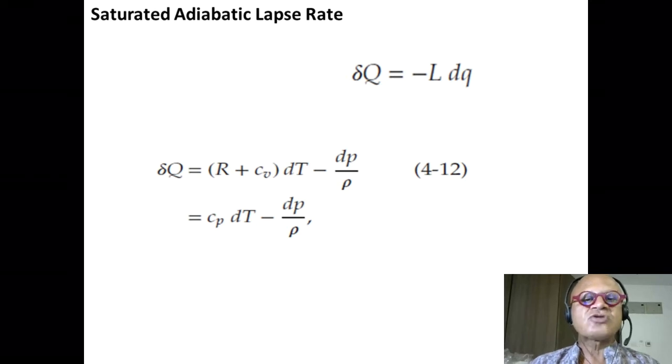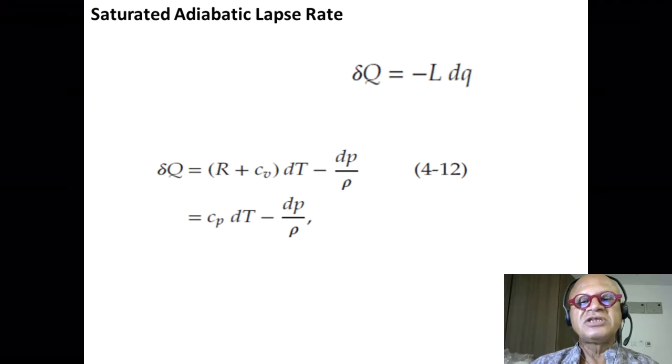So let's go back to our second law of thermodynamics. Delta Q, it was du plus dw. You remember, work done by the pressure force against the volume change, against the environment, and internal energy change. So it was R plus CV, which is Cp, times dT, the temperature change, minus dp over rho. So expanding or contracting corresponds to the energy done, loss versus gain, right?